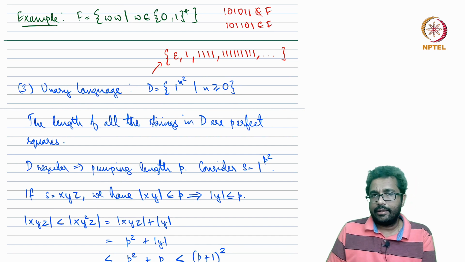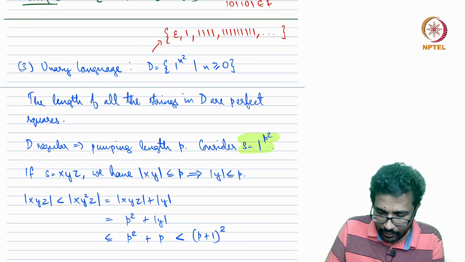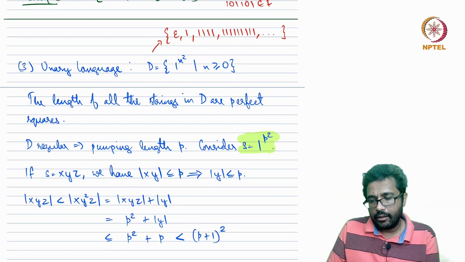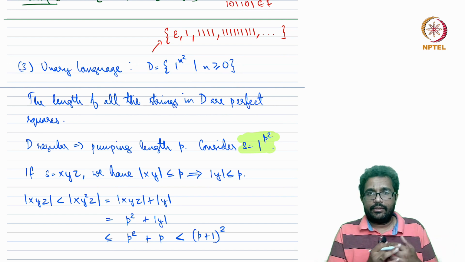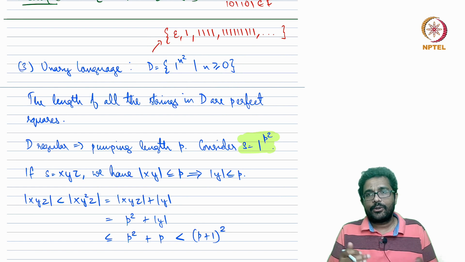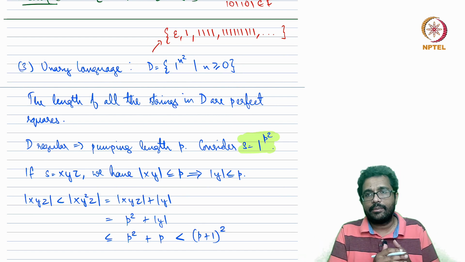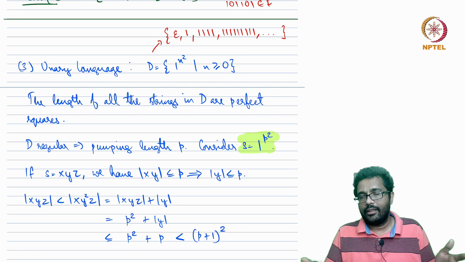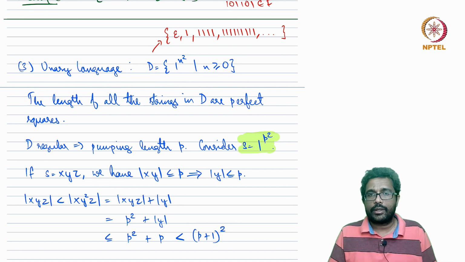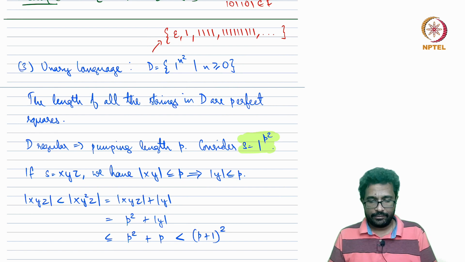Now the standard template applies. We assume D is regular, which implies there is a pumping length, and now we consider the following string S, which is of length p square. All the strings comprise 1s, so once I tell you the length, you know the string. When I say the length is p square, it just means that the string is entirely 1s, p square 1s. So consider this string and we will show that it cannot be pumped.